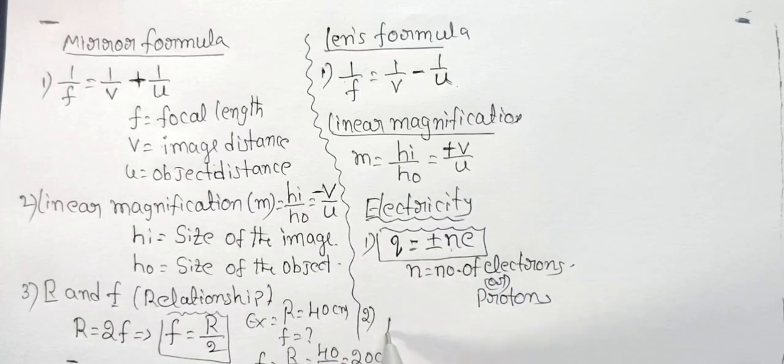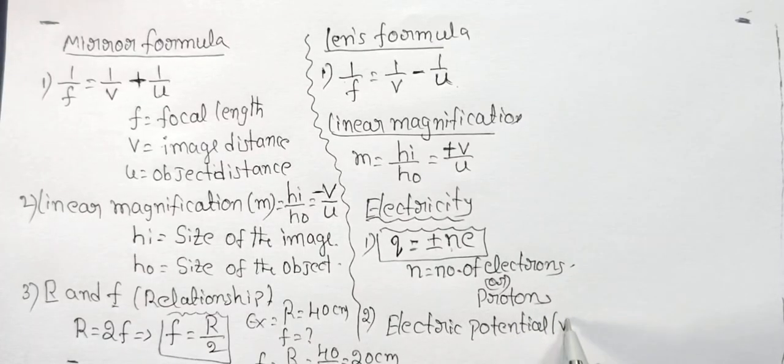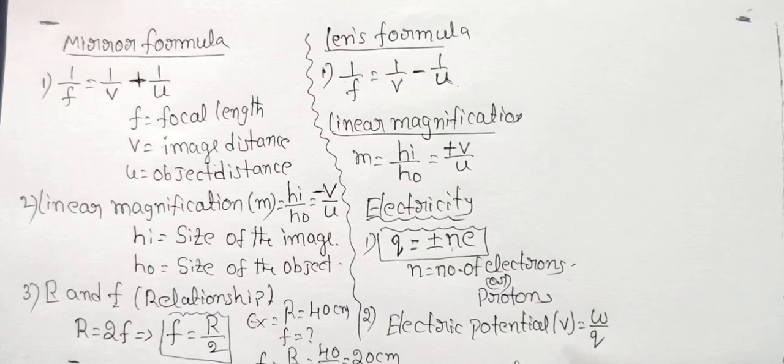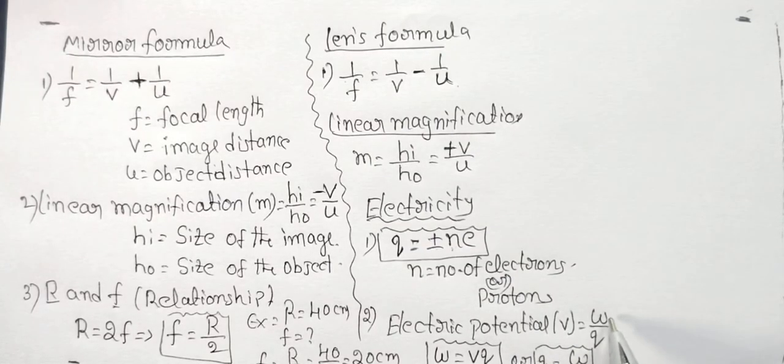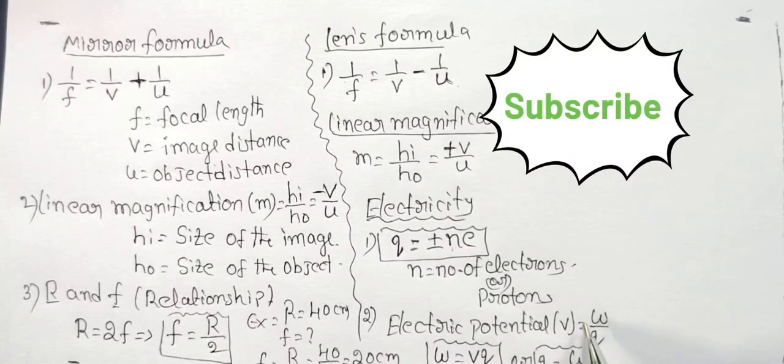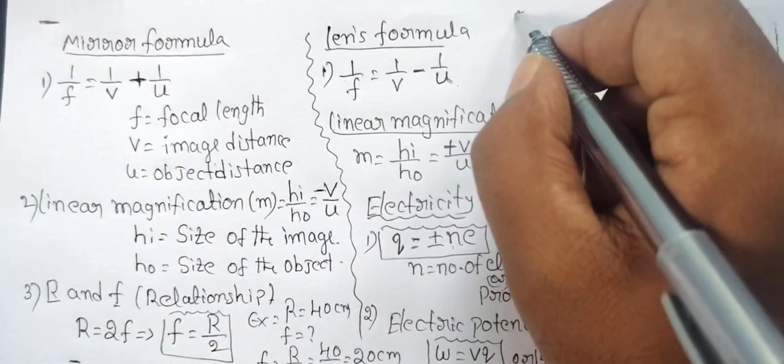Next is the electric potential formula. Electric potential V is equal to work by charge, V is equal to W by Q. From this we can write W is equal to VQ, work is equal to potential into charge, or we can write Q is equal to W by V. In the numericals, they will give W and Q asking us to find the potential, so we can apply this formula V is equal to W by Q.